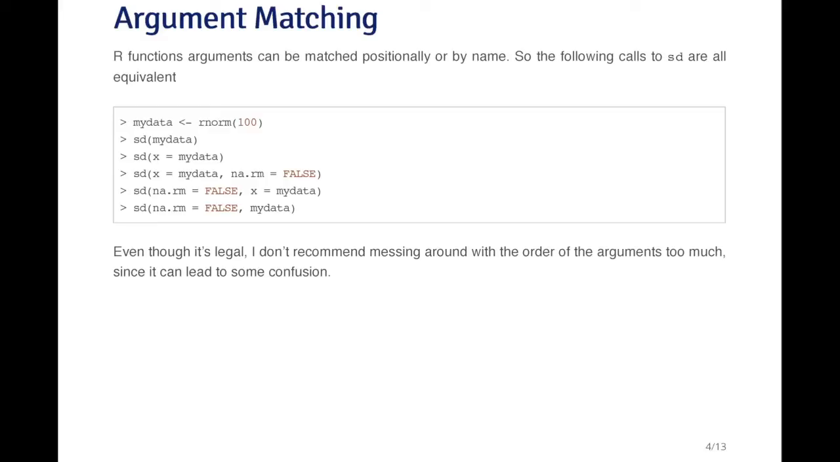Well, what happens is that the named argument is set, and you can think of it as being removed from the argument list. Then any other things that are passed will be matched to the function arguments in the order in which they come. So, for example, SD, after you remove the na.rm argument, only has one more argument left, and so my data will be assigned to that argument. So all of these expressions return the same exact value.